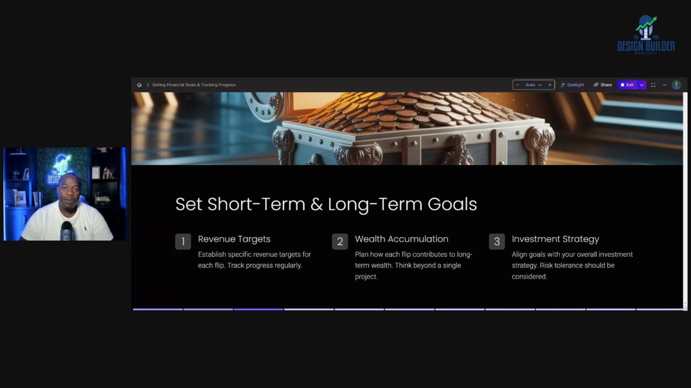Back in the day when I started flipping, the capital gains tax was 20%. So I knew that 20% was going to be allocated to the government when I was done with this particular house flip. So it wasn't bad. It was actually a very good rate. Now it's upwards of 35%, 30%. So it will factor in differently with how you choose to do a particular flip versus a hold. So investment strategy: align goals with your overall investment strategy. Risk tolerance should be considered.